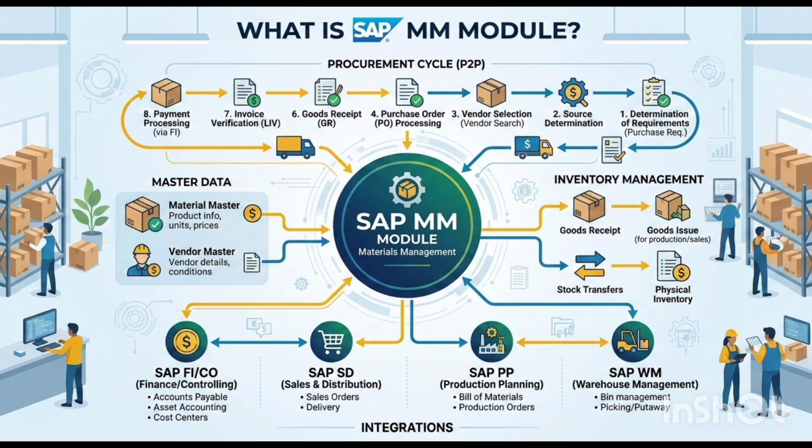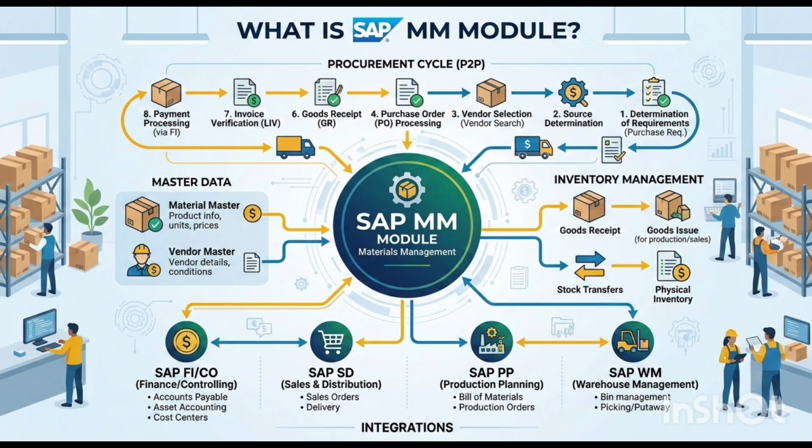Core components of SAP MM are purchasing. This is the heart of MM. It manages the process of acquiring materials and services from external vendors. Purchase requisition, an internal request for materials, purchase orders, formal contracts sent to vendors, and vendor evaluation, tracking which suppliers are reliable and cost effective. The second module of MM is inventory management.